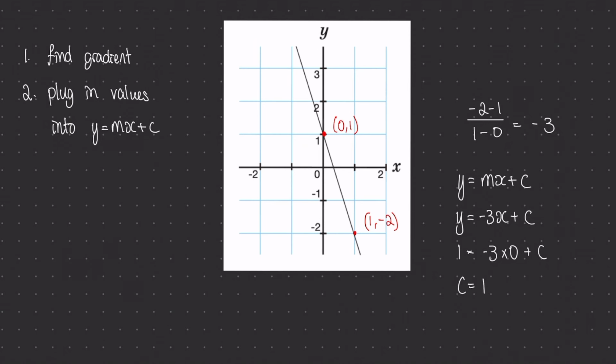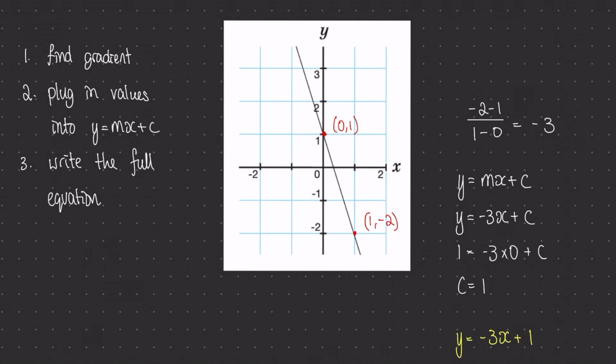Now I can go to my final step, which is simply to write the full equation. Okay, so our final answer is just going to be y = -3x, gradient being -3, and the final y-intercept being +1.